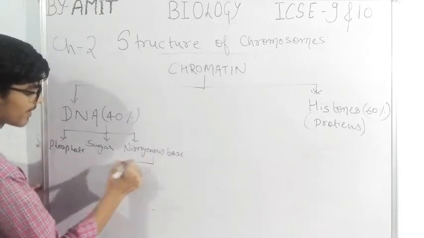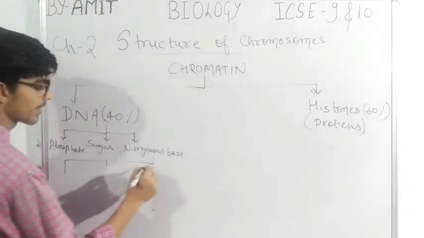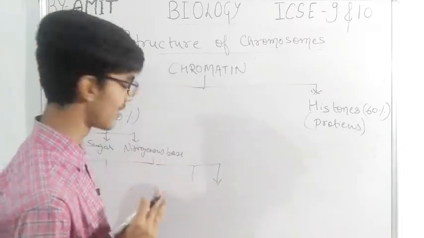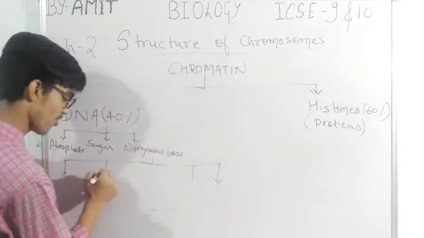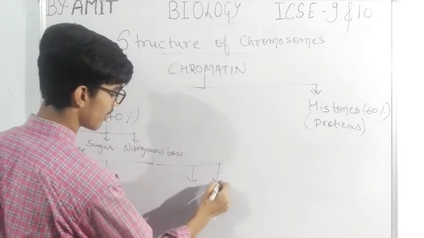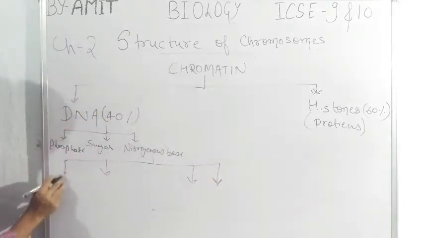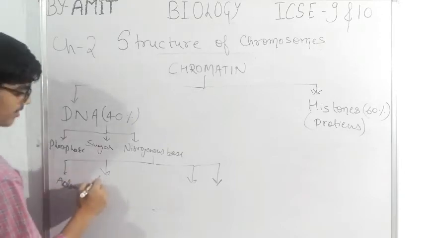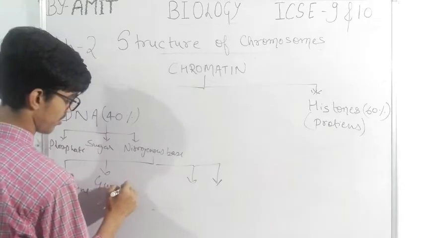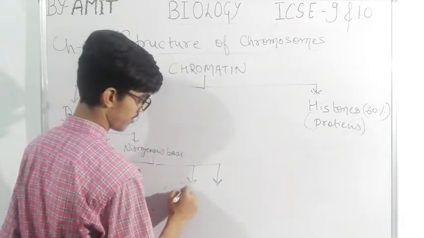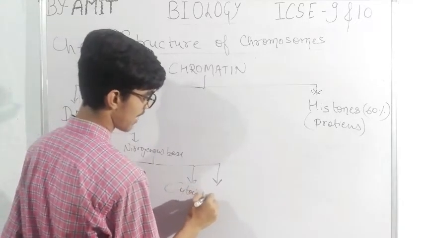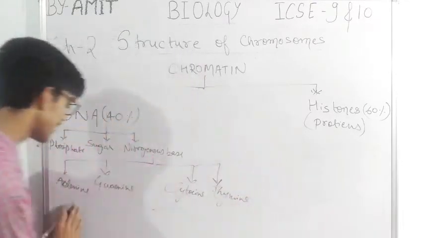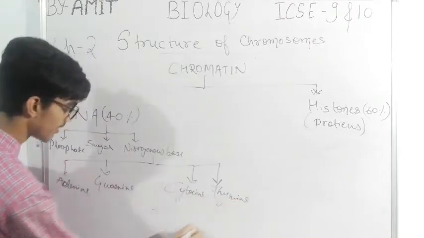Now nitrogenous base has four parts. So what are the four parts? We'll know now. First, adenine, guanine, cytosine, thymine. Adenine, guanine, cytosine, thymine.